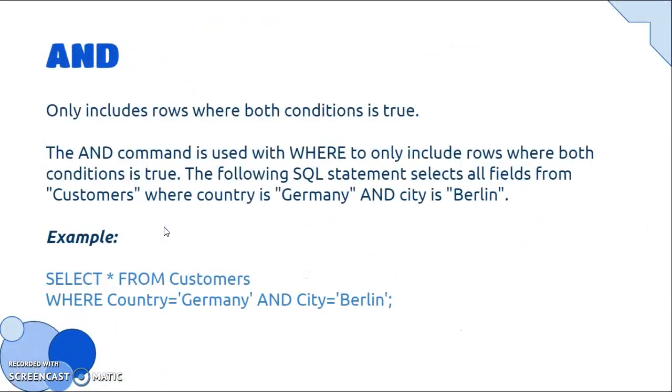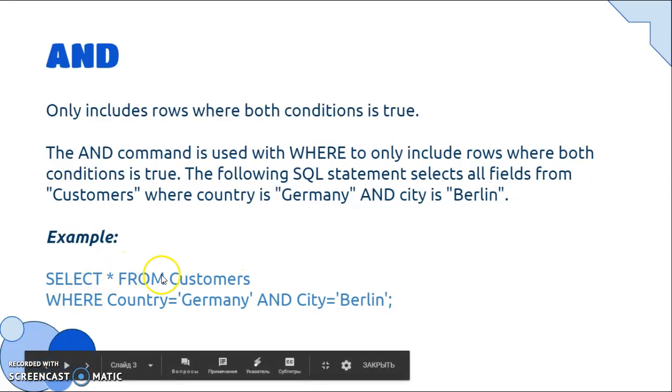First I will start with the keyword AND. It only includes rows where both conditions are true. The AND command is also used with WHERE to only include rows where both conditions are true. The following SQL statement selects all fields from customers where country is Germany and city is Berlin. So for example, you can see SELECT * FROM customers WHERE country = 'Germany' AND city = 'Berlin'.